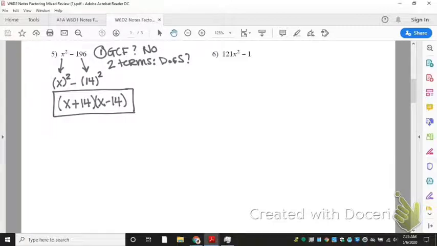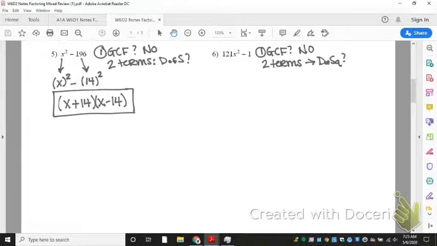Okay. Number 6. First things first, is there a GCF? Greatest common factor. There is not. You could divide everything by 1, but you get right back where you started. So you're not getting anywhere by dividing by 1. Okay. And how many terms do we have? We have 2 terms again. So is this a difference of squares?